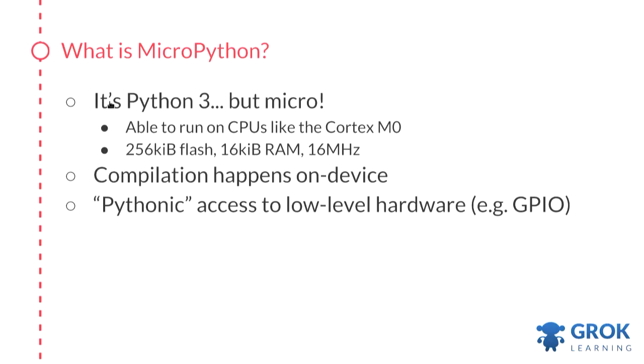These are sort of chips that have maybe a quarter of a megabyte of flash. That's where you store your program and code, and 16K of RAM. So pretty tiny, and they run at sort of 16 megahertz. But it's real Python. It's everything you expect from Python, all of the standard libraries, JSON, sockets, and anyone who's familiar with Python 3 will immediately be familiar with MicroPython. Most of your Python 3 code runs unmodified on the MicroPython runtime.